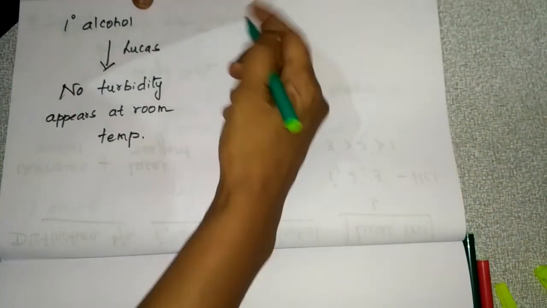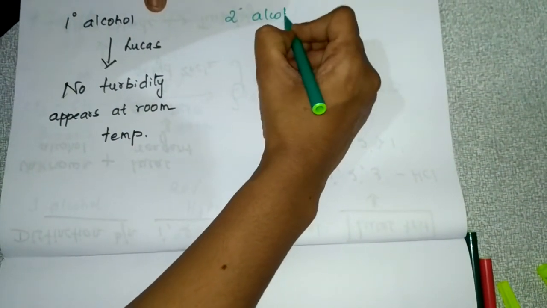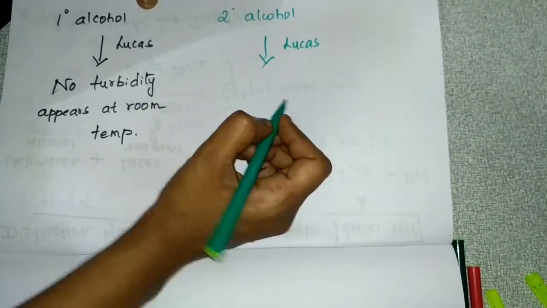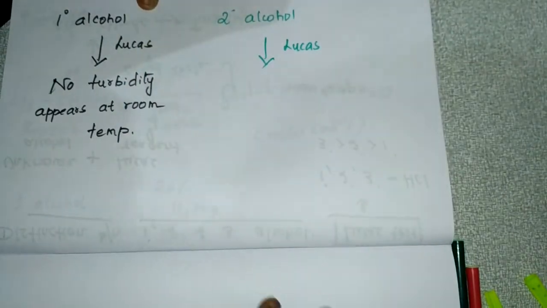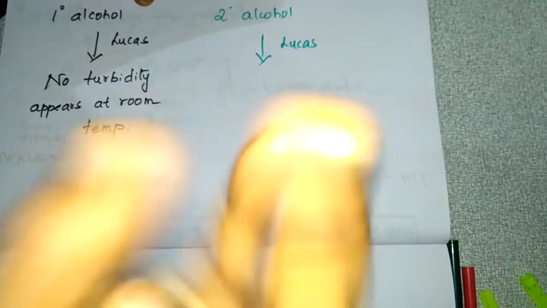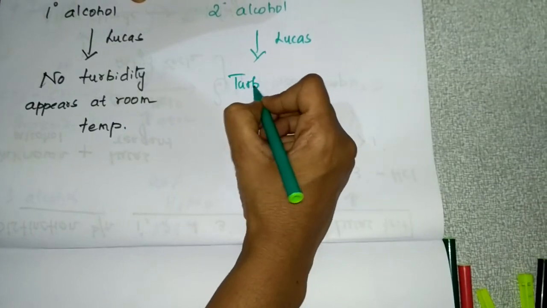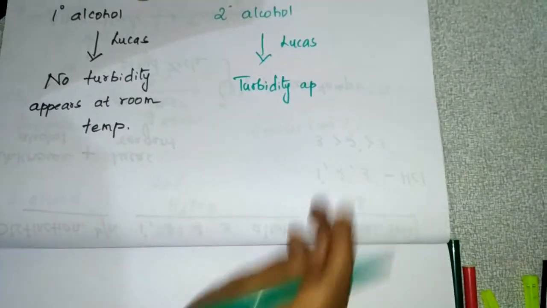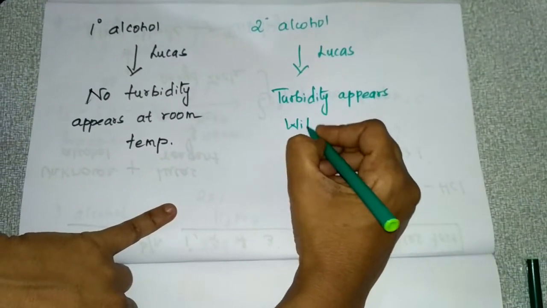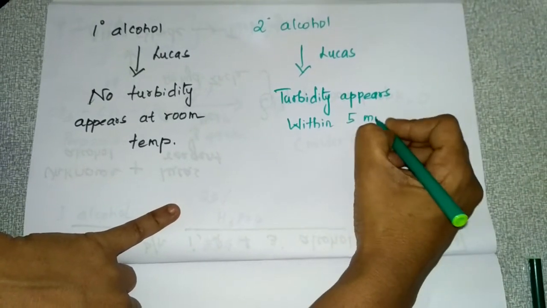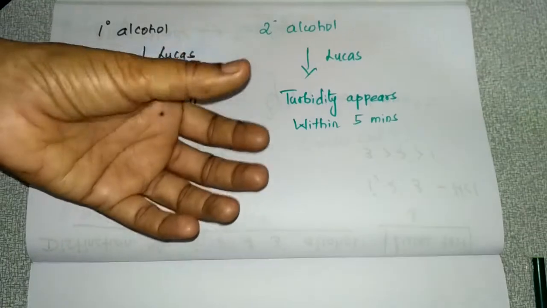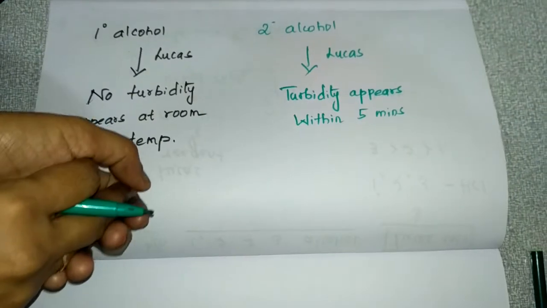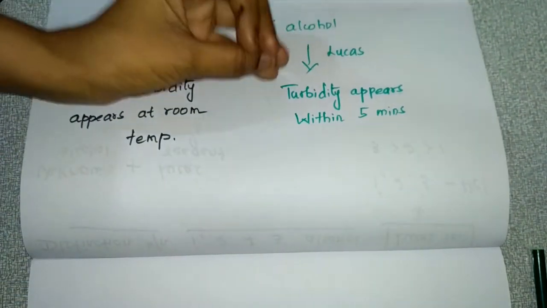Next, if you are taking secondary alcohol as the unknown alcohol, and to this you are adding Lucas reagent, then the turbidity appears within 5 minutes.